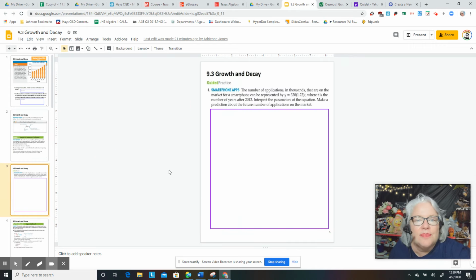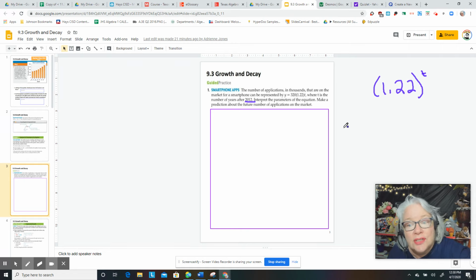All right, here's our next problem. Smartphone apps. The number of applications in thousands that are on the market for a smartphone can be represented by this function. And this t is supposed to be an exponent, so it should be 1.22 to the t power. It looks like that t is multiplying, but it's really a power, where t is the number of years after 2012. That's important. Interpret the parameters of the equation. Make a prediction about the future number of applications on the market.